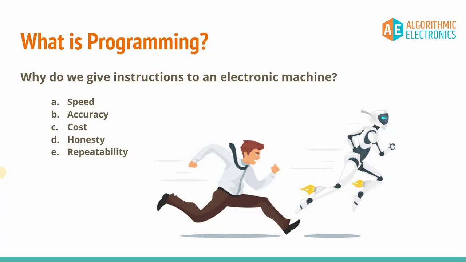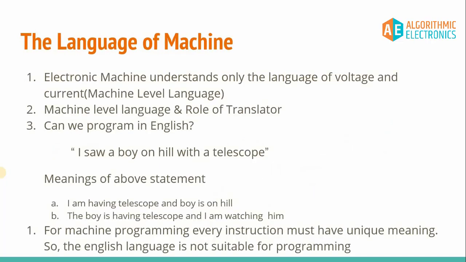So if I have to instruct electronic machines like computers, mobile phones or television, which language should I use? As far as machines like computers are concerned, they understand the binary language. Binary means zeros and ones. It's the language of zeros and ones. Here 1 means plus 5 volt and 0 means 0 volt. The binary language is also called machine level language. It's the language of voltage and current.